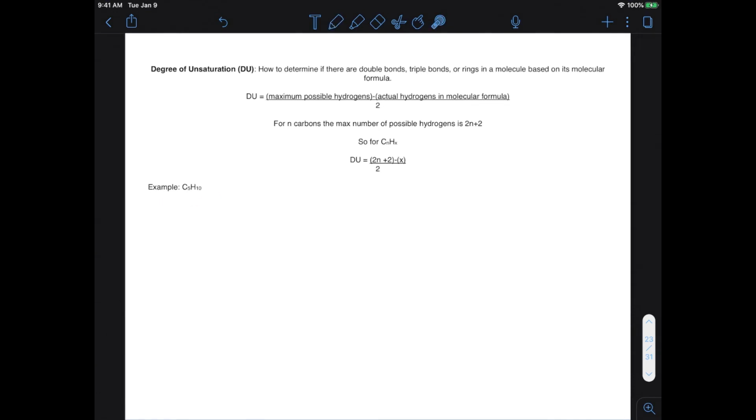So to figure out the number of maximum possible hydrogens, we have to use this little equation, 2n plus 2. For a molecular formula of carbons and hydrogens, n is related to carbons and x is related to hydrogens, looking down at this more simplified degree of unsaturation formula here. So looking at this example, n is 5, x is 10.